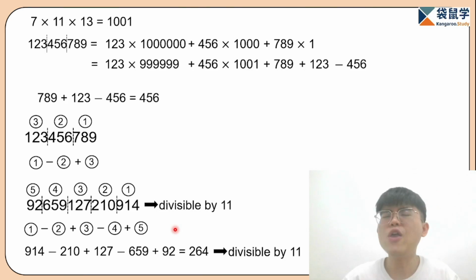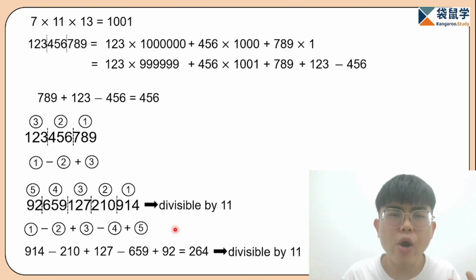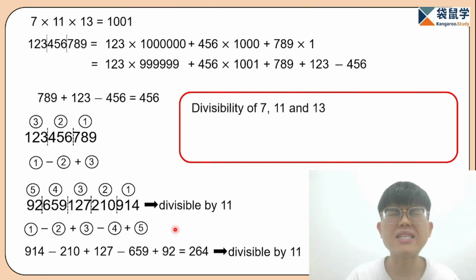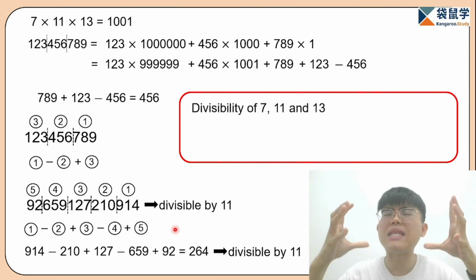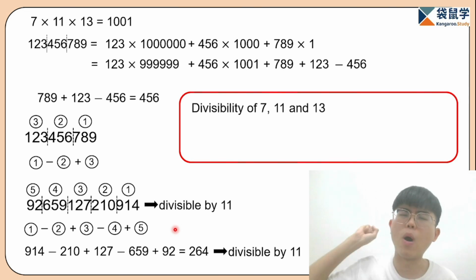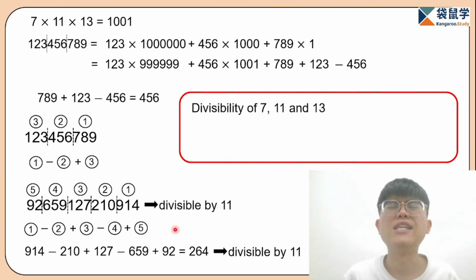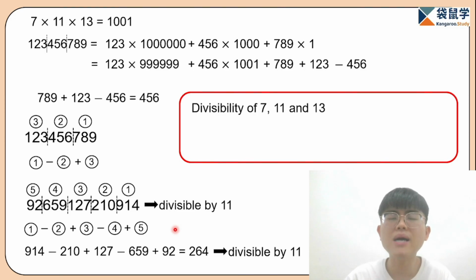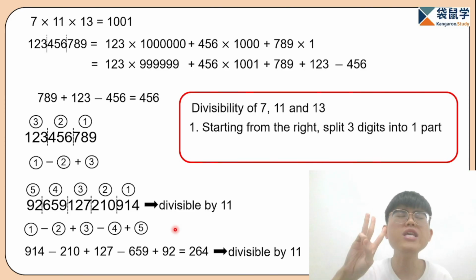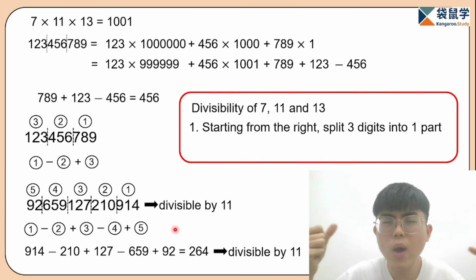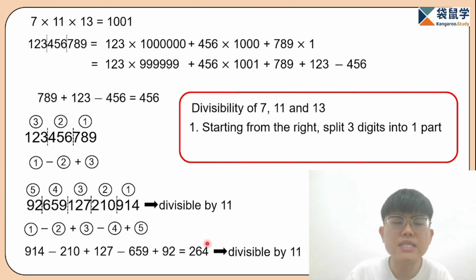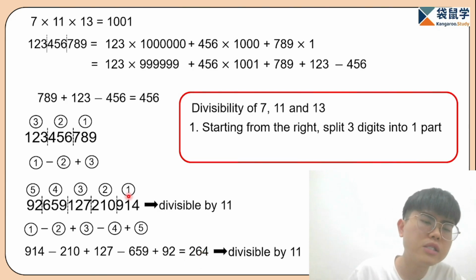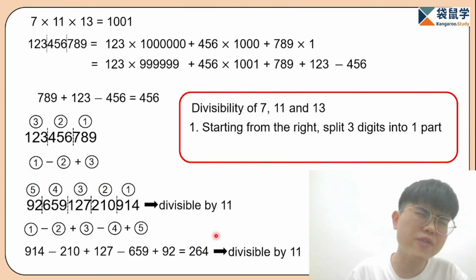So everyone, in this example right here, we learn about the divisibility test of 7, 11, and 13. To check whether a number can be divided by these 3 numbers, what will be our first step? We have to split our number starting from the right, 3 digits into one part. And what's the next thing? We find this number by using the first part minus the second part plus the third part minus the fourth part plus the fifth part.